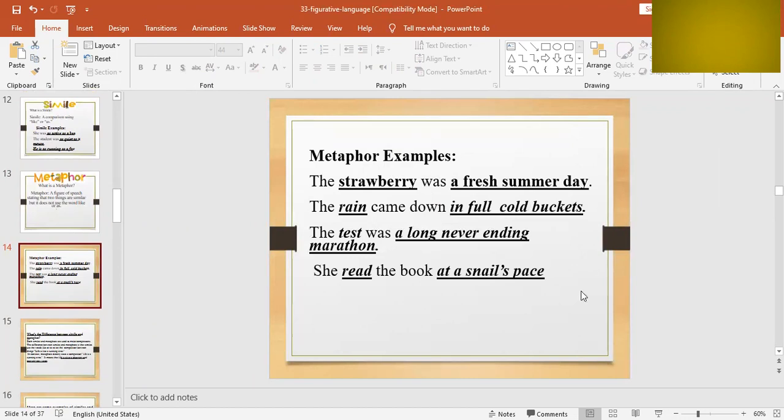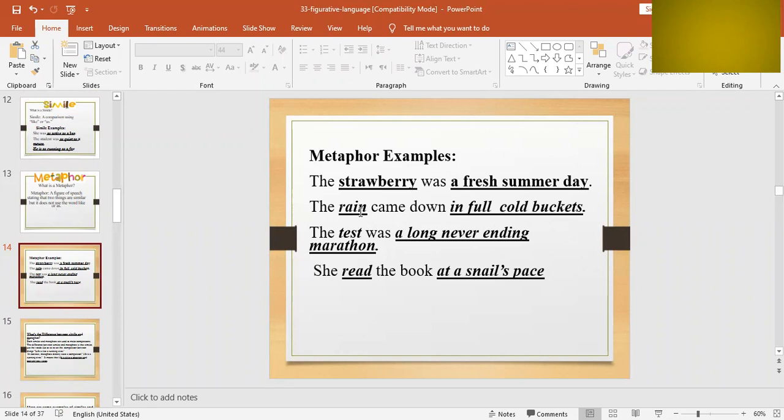Metaphor examples. Here are examples. The strawberry was a fresh summer day. No like or no as. The rain came down in full cold buckets. You know what is a bucket? It is a vessel, Jordan.